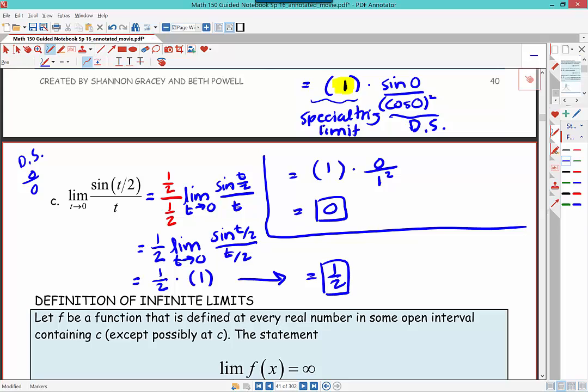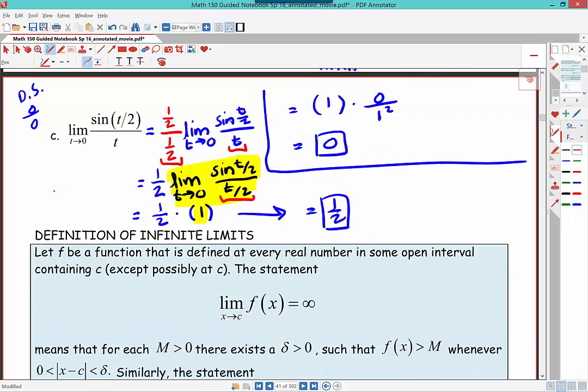Good so far? Awesome. So this whole limit, by the special trig limit, was 1. And over here, when I did this 1/2 times t is where I got this t over 2.